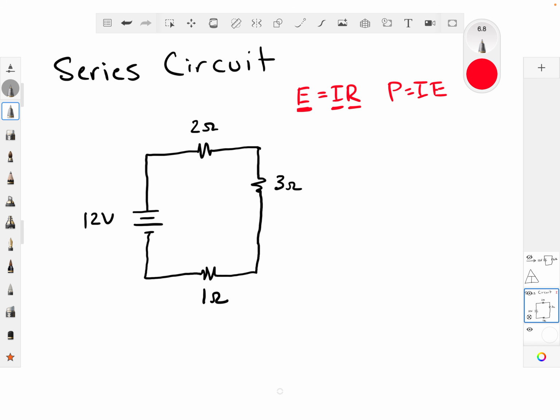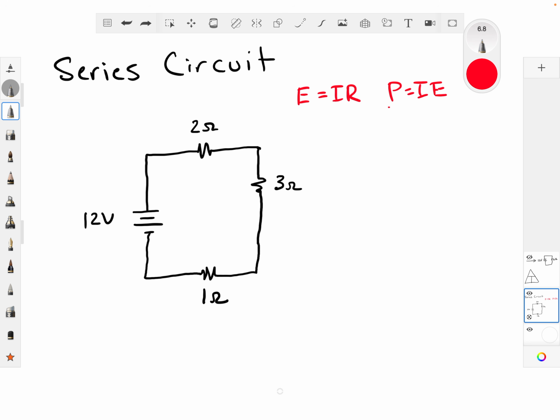I can only solve for one unknown with these equations. If I have the voltage and I have the resistance, I can solve for the current, right? If I only have the voltage, I can't solve for both the resistance and the current. I need to have two knowns and one unknown. And the same for the power equation, right?